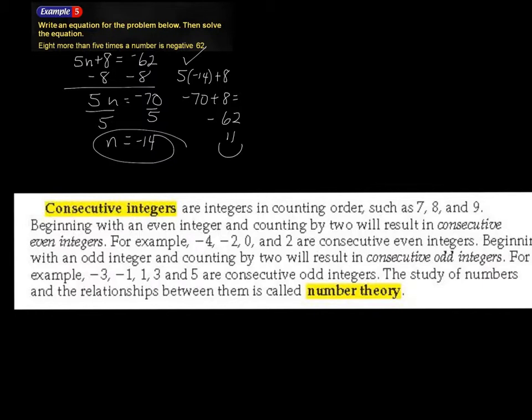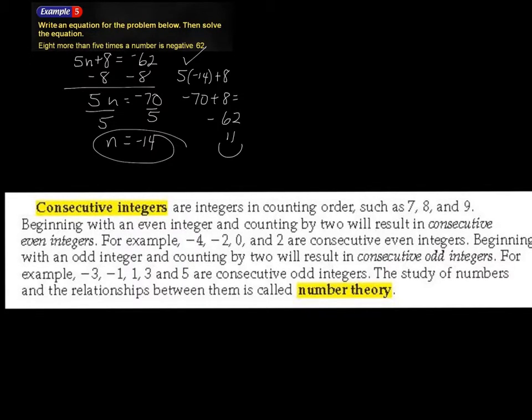Here's a definition for your notes. Consecutive integers are integers in counting order, such as 7, 8, and 9. Beginning with an even integer and counting by 2 will result in consecutive even integers. For example, negative 4, negative 2, 0, and 2 are consecutive even integers. Beginning with an odd integer and counting by 2 will result in consecutive odd integers. For example, negative 3, negative 1, 1, 3, and 5 are consecutive odd integers. The study of numbers and the relationships between them is called number theory.